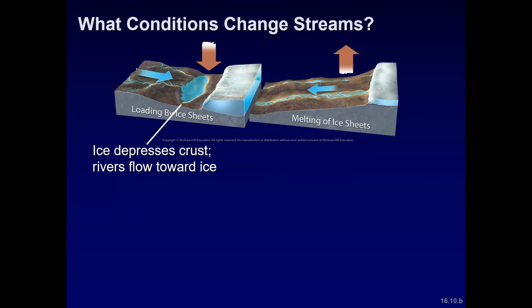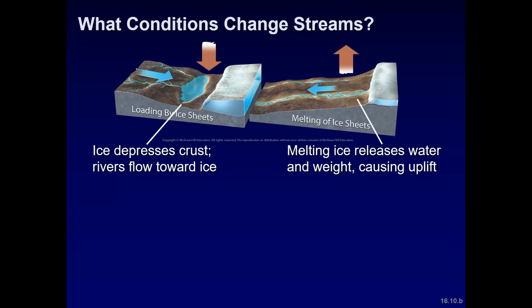Okay. So what conditions can change streams? Many different things. Let's say with ice sheets. Those lower sea level and depress the Earth's crust, and then streams can flow toward ice. Melting ice sheets release water, and they take weight off the crust. And then streams would therefore flow away from that uplift.